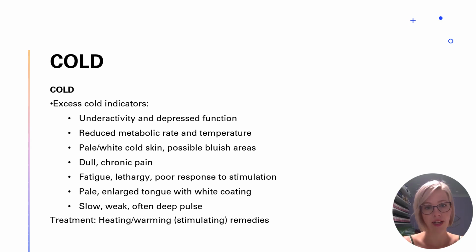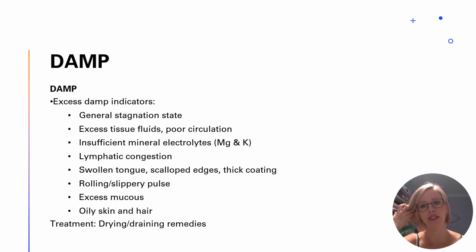Cold. So excess cold presents as underactivity, depressed function, reduced metabolic rate and temperature, pale white cold skin, possibly bluish, dull chronic pain, fatigue, lethargy, poor response to stimulation, a pale enlarged tongue with white coating, a slow, weak, often deep pulse. How is it treated? With heating, warming, stimulating remedies. I think it's all quite intuitive, and this makes a lot of sense. It's very straightforward. This isn't really too hard to learn.